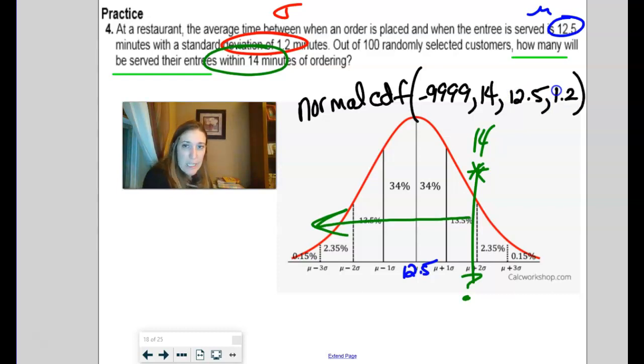And when I pop that on the calculator, sorry, I just scraped my speaker. I hope that didn't just make you go crazy.